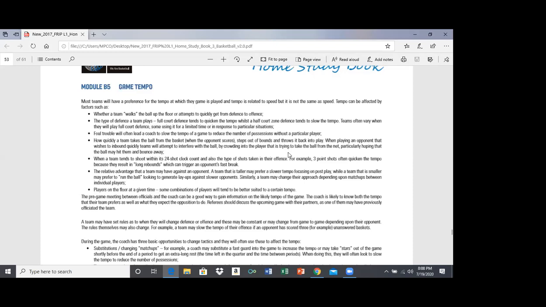steps out of bounds, and throws it back into play. When playing an opponent that wishes to inbound quickly, teams will attempt to interfere with the ball by crowding the player that is trying to take the ball from the net, particularly hoping that the ball may hit them and bounce away. This is a sore point for referees, particularly at level 1 competition, coming down to the last moments of the game. After a made basket, Team A may attempt to stall the ball by standing right under the basket, so Team B cannot get the ball. Right?